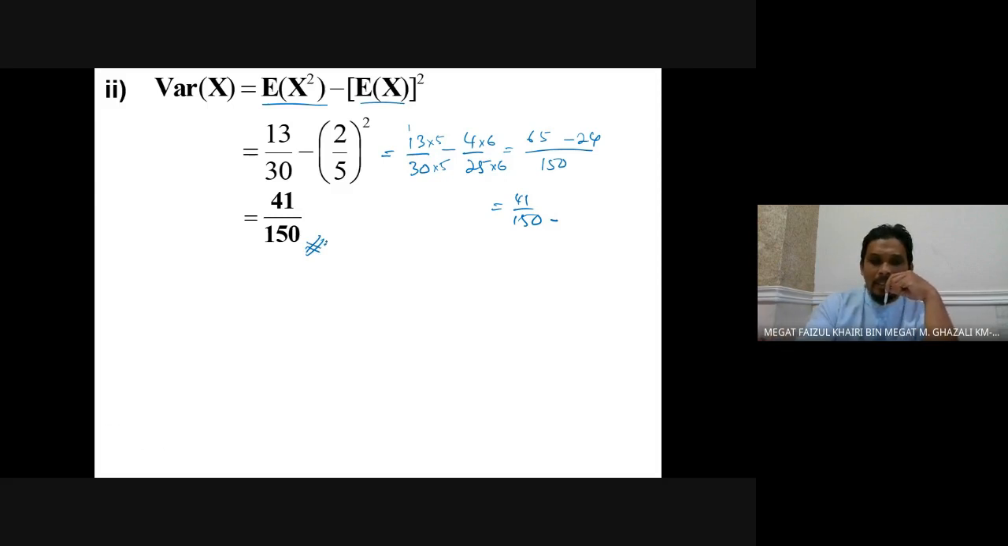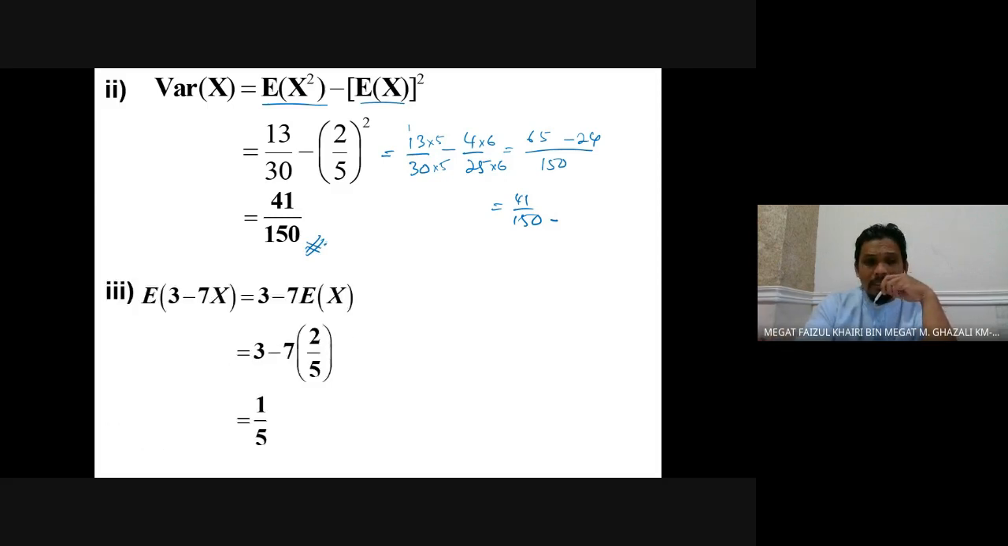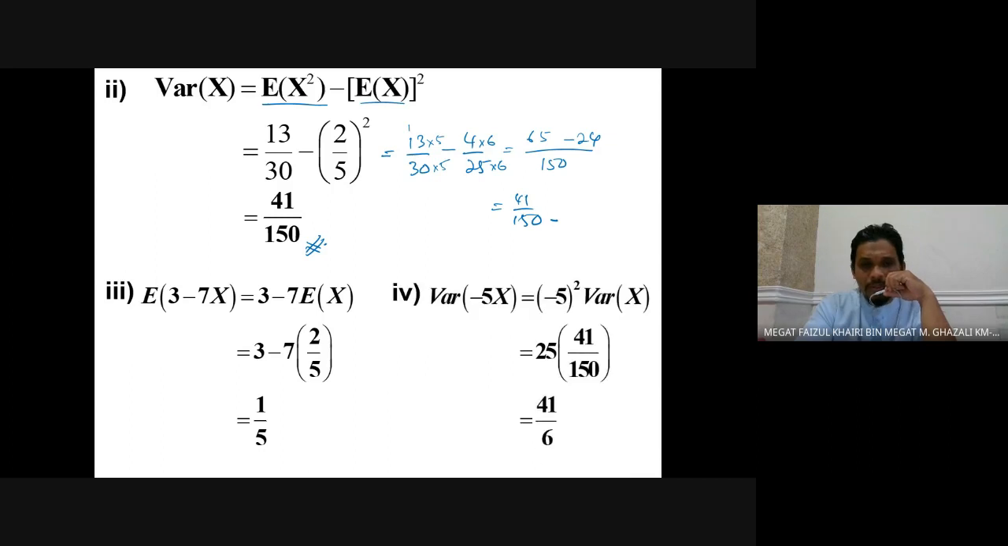Okay, and then E of 3 minus 7x, this one here, same concept as discrete. Expected of x is the same as discrete, and this one here is also the same as discrete. Variance of negative 5x, so this negative 5 we square, multiply with variance of x. Okay, so we got this one here.